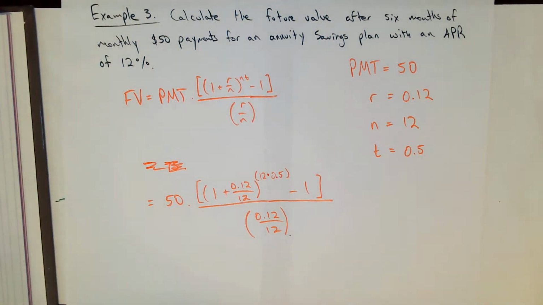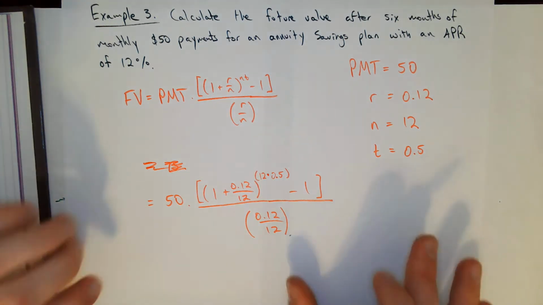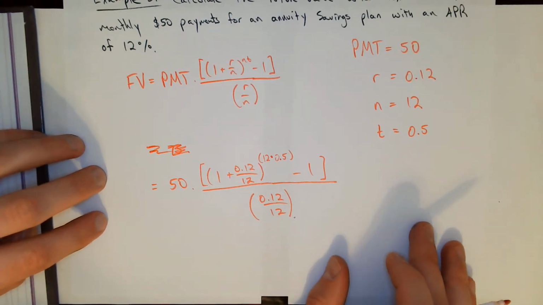Maybe you get paid bi-weekly, every 2 weeks, or twice a month, and you are putting away money from both of those checks every month. Then your n would be 24, right? Because that would be 24 payments per year if you were doing it every 2 weeks.